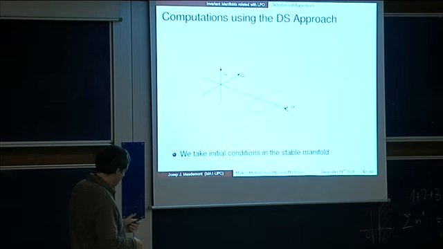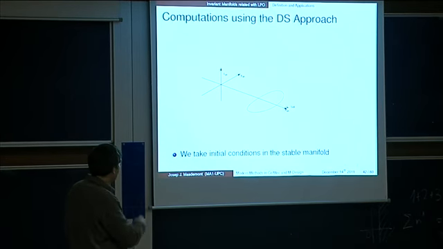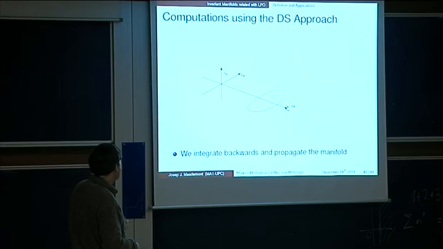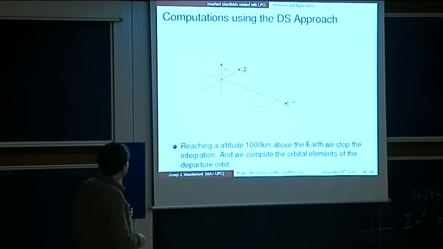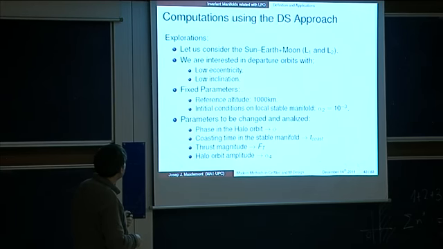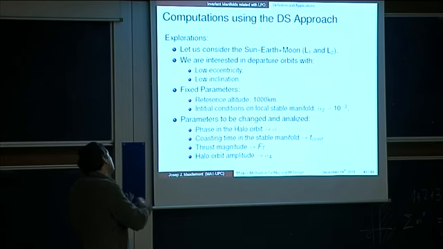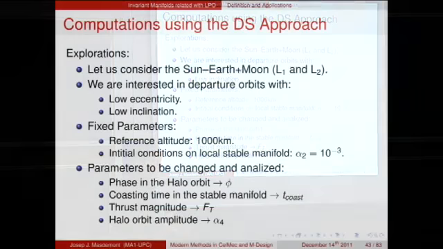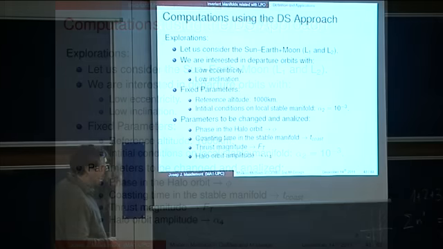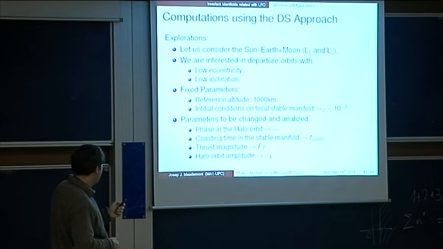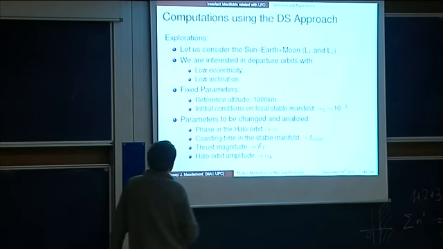Usually we proceed the other way around. We take initial conditions in the stable manifold, and we integrate these initial conditions backwards. After some time we add the thrust in the other sense, and then we approach the Earth. When we do this, we can explore the parameters in order to see if they are suitable transfers or not. So, for instance, in this case, we are interested in low eccentricity and low inclination departure, with fixed parameters for the departure. In this case, we take 1,000 kilometers and so on.